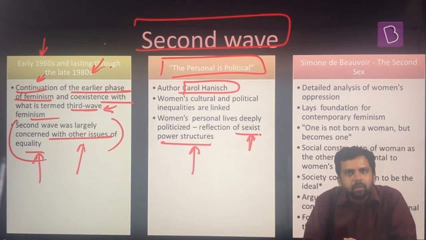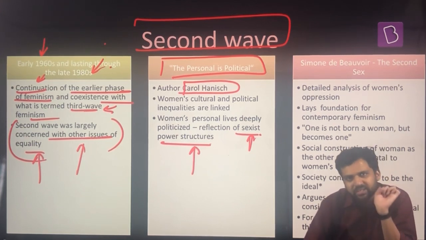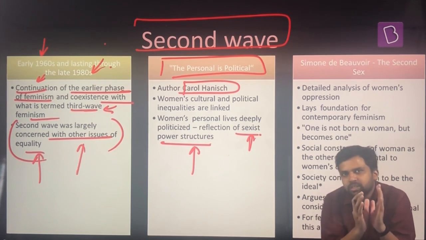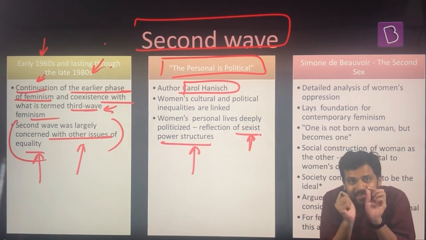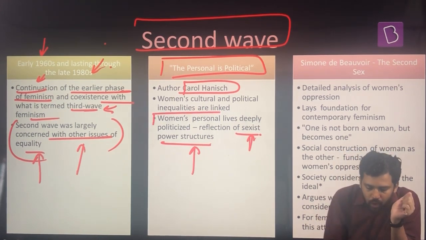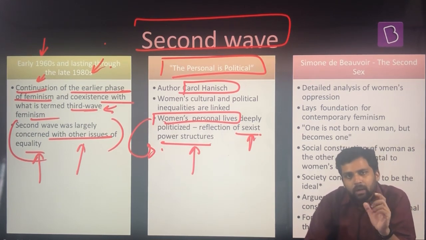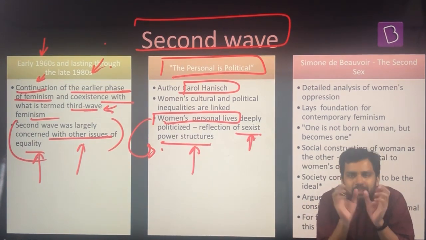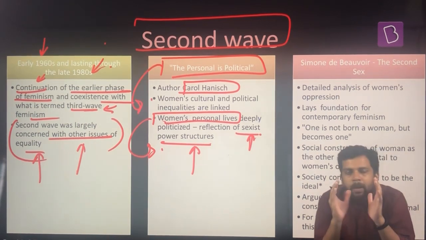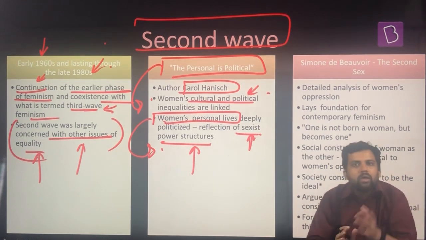The power structures are sexist, that means they are preferring one sex over the other. They are preferring the male sex over the female sex. Since the power structures are biased in favor of men against women, it is impacting the lives of women. So women's personal lives are getting impacted by the sexist power structures. Cultural inequality, political inequality, they are all linked together. This is also another major inference from this work.